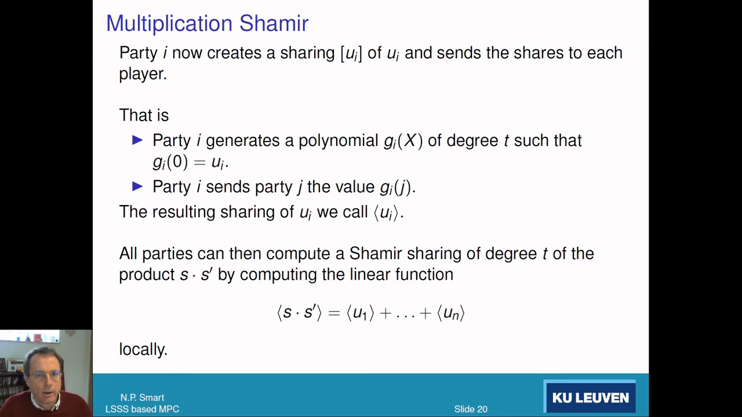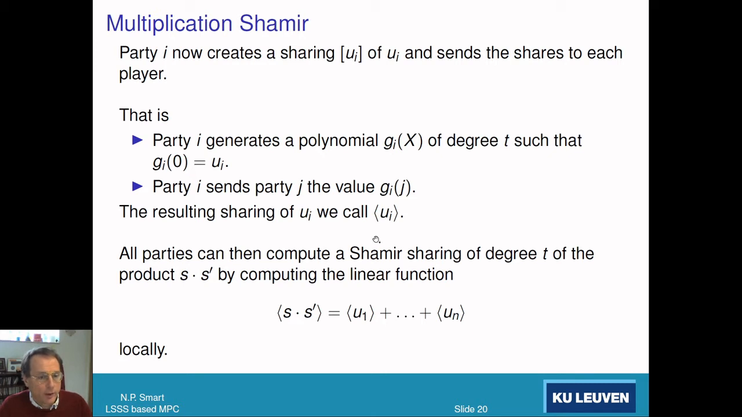Okay. So we now create shares of the u_i. Party 1 has u_1, and creates a sharing of u_1. Party 2 creates a sharing of u_2, and so on. So what does that actually mean? Each party generates a polynomial g_i of degree t such that the constant coefficient is equal to u_i. And then it sends to each of the other parties the share value g_i evaluated at j. We'll call this sharing of u_i, angle brackets u_i.